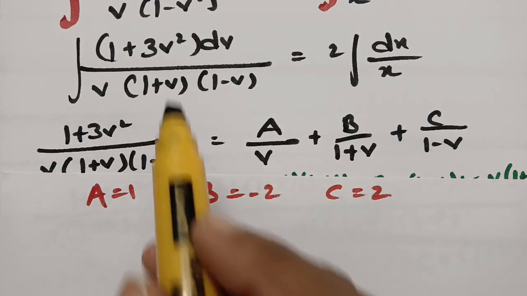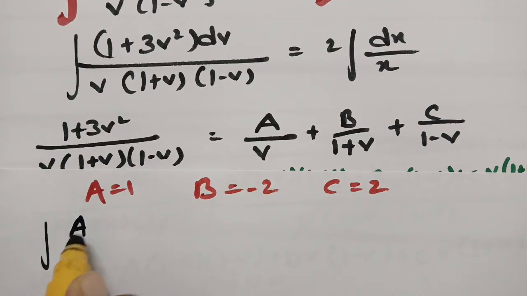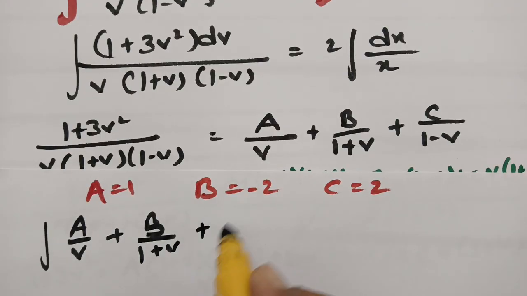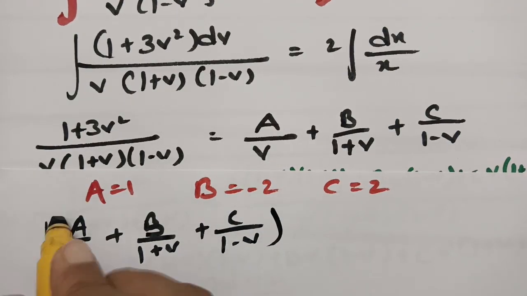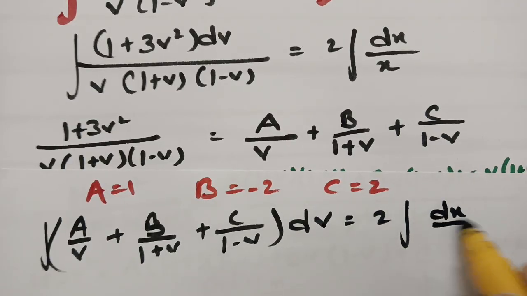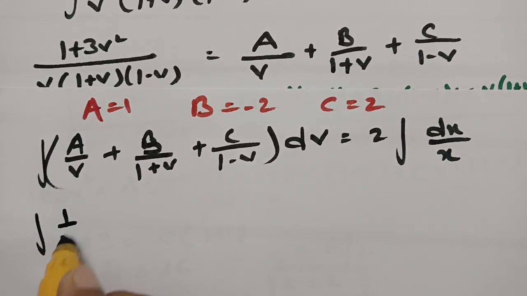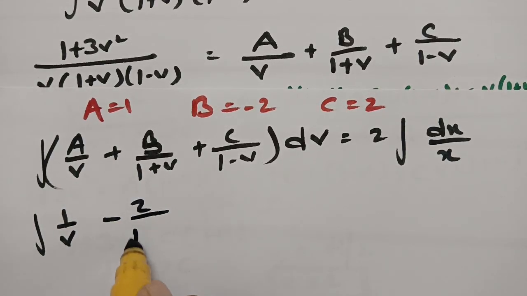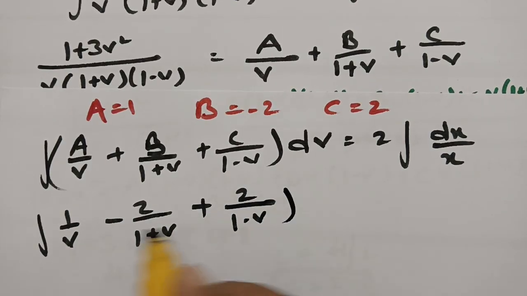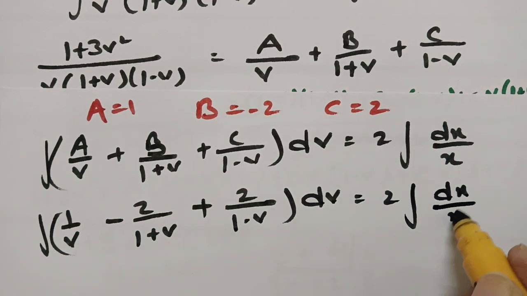So in place of this, I'm going to write the integral of a by v plus b by (1 plus v) plus c by (1 minus v) into dv, equal to 2 times dx by x. So in place of a, I am writing 1 by v. In place of b, this is minus 2 by (1 plus v). In place of c, 2 by (1 minus v) into dv, which is equal to 2 times dx by x.